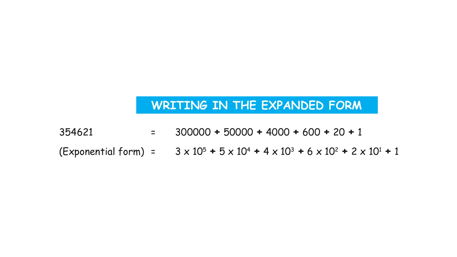So 3 into 10 to the power of 5 plus 5 into 10 to the power of 4 plus 4 into 10 to the power of 3 plus 6 into 10 to the power of 2 plus 2 into 10 plus 1. There you go. That is how you can write a given number like 3,54,621 in its expanded form. Now let's see if you can convert an expanded form into a standard form or a short form.